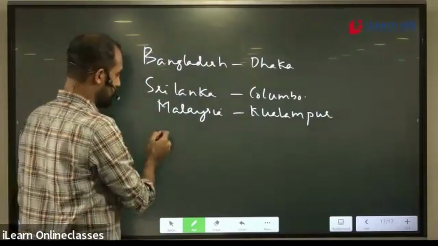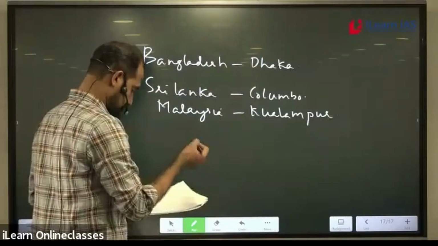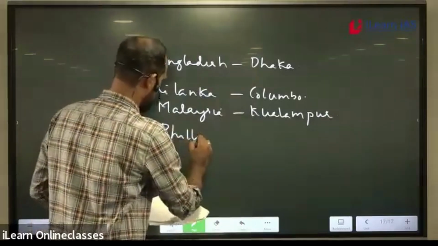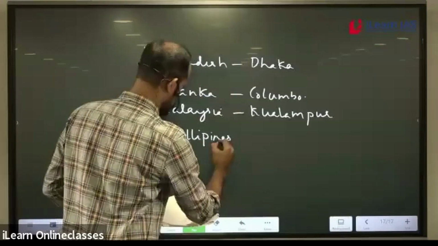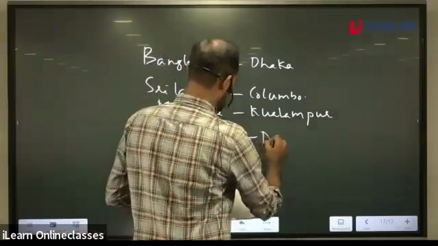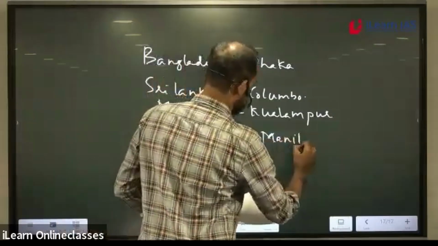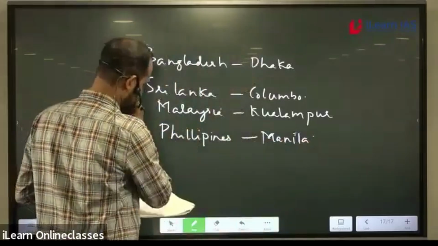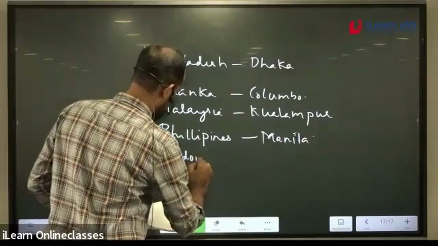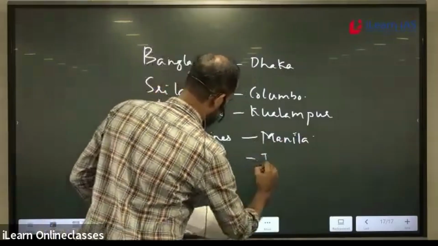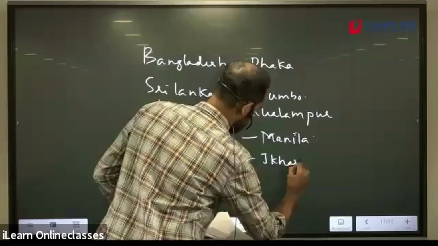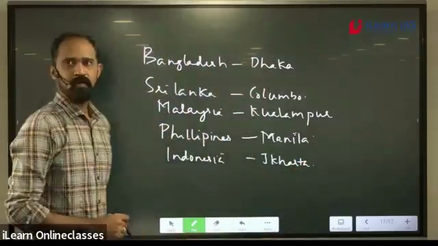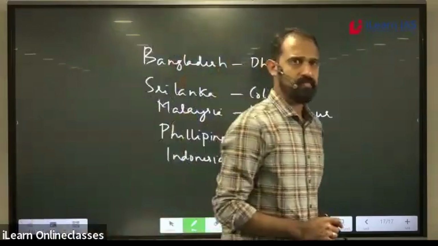Then Philippines, Manila. Indonesia, Jakarta. Okay. So even in developed countries, sometimes you can see domination of one city.